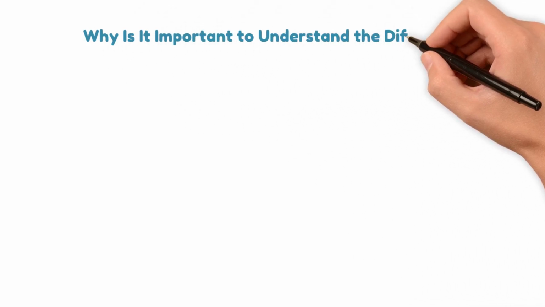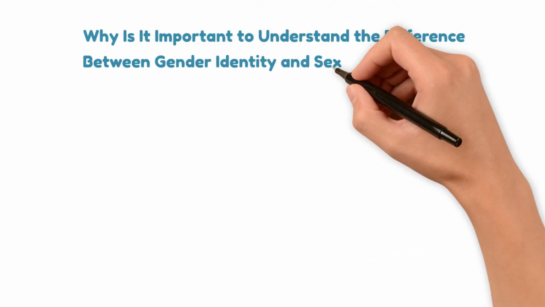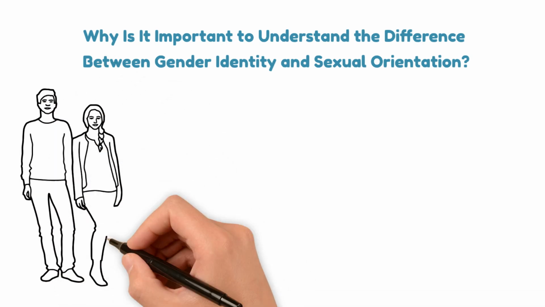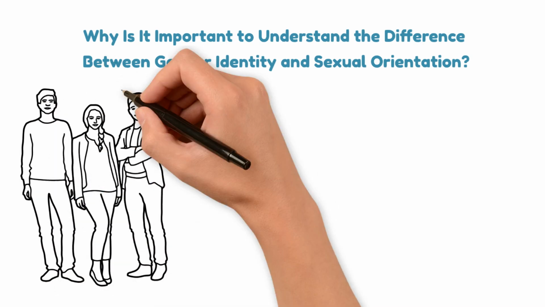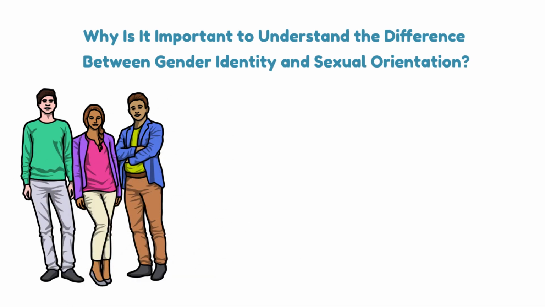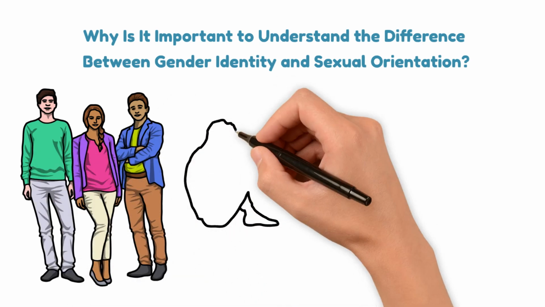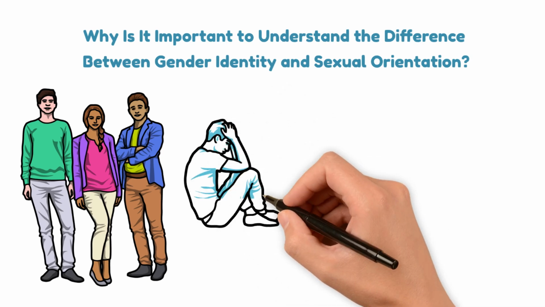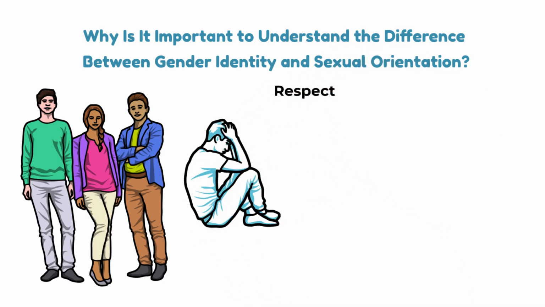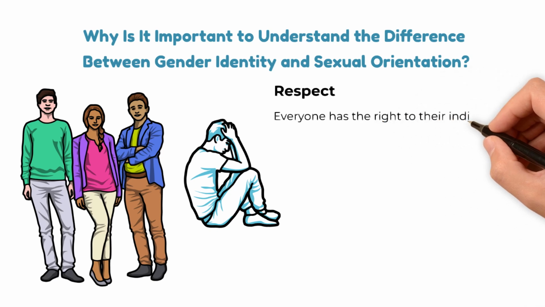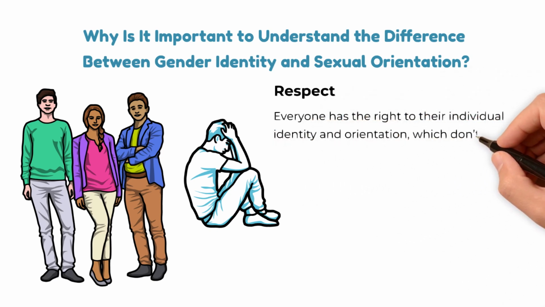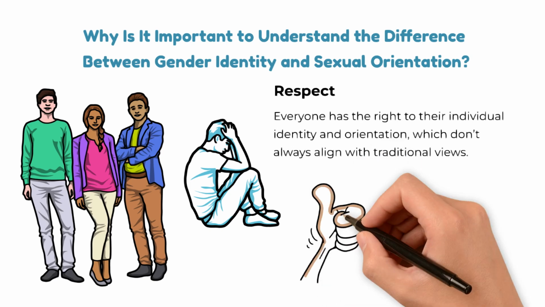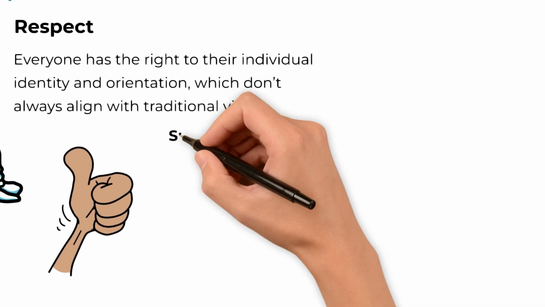Why is it important to understand the difference between gender identity and sexual orientation? Understanding the difference between gender identity and sexual orientation is essential for building a healthy society that values individuality and diversity. Many people face prejudice or discrimination due to a lack of understanding of these concepts. Respect. Everyone has the right to their individual identity and orientation, which don't always align with traditional views. This helps everyone feel accepted and understood.